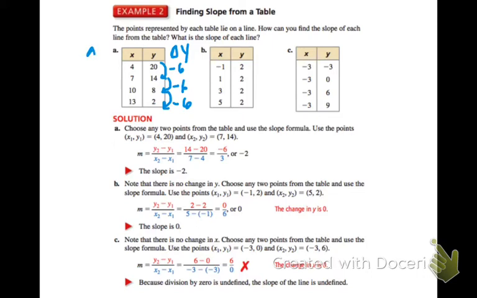My change in x, so you'll see me using that a lot. Going from 4 to 7 is +3. 7 to 10 is +3. And 10 to 13 is +3. So you can see that here: -6 over +3, and then simplify to -2. For B, you can see that there is no change in y, right? So the change in y is 0, so the slope is 0. And for C, when you have no change in x, you cannot divide by 0, therefore it is undefined.